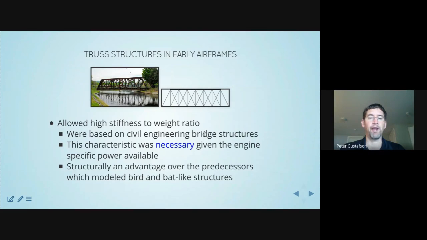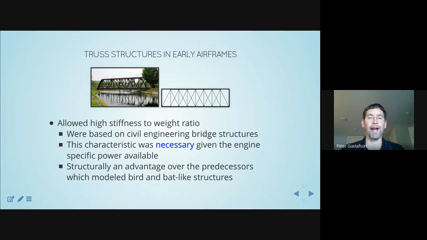Now, another thing that you may have observed in that Wright brothers aircraft was the use of what we would call today a truss structure. And this structure, I've got a couple of images here. One's a bridge. So civil engineers were using trusses very widely at the time. And the Wright brothers also used a truss-like structure in their aircraft wing.